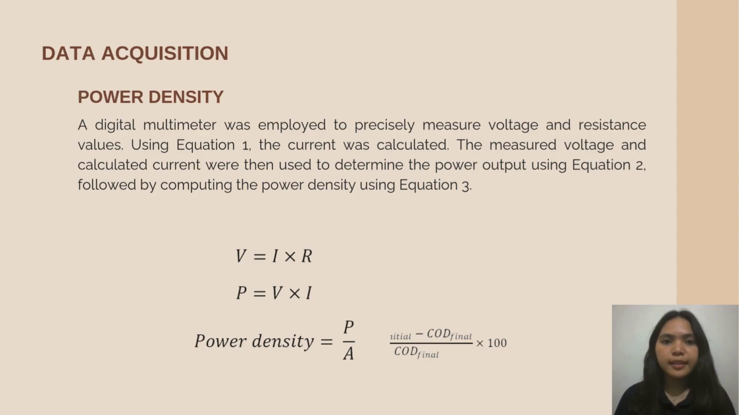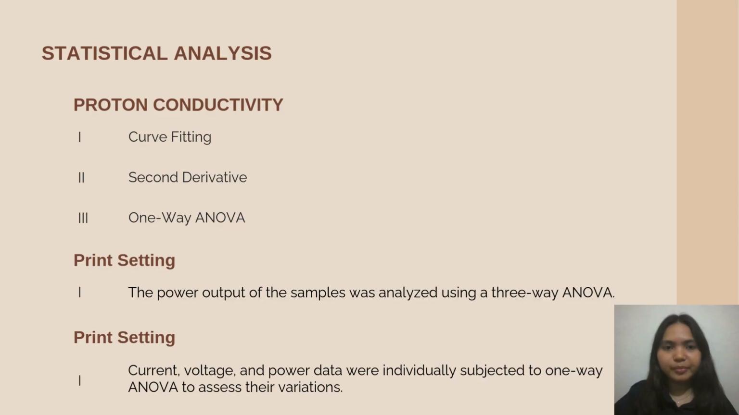For power density data acquisition, a digital multimeter was used to measure voltage and resistance. The current was calculated using equation 1, and the power output was determined from the measured voltage and calculated current using equation 2. Power density was then computed using equation 3.